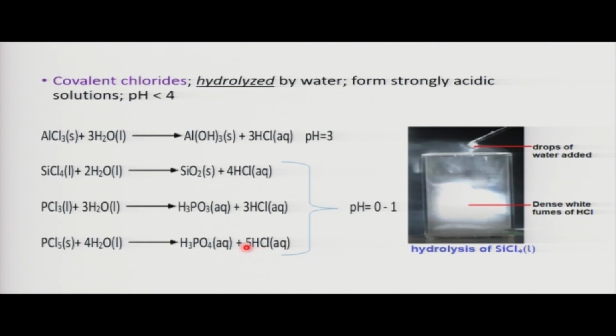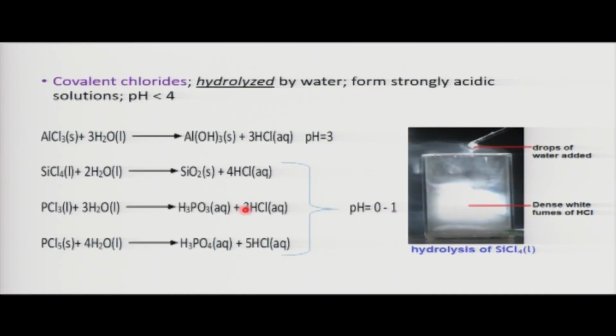So what is happening in here is when you add this chloride in water, because of that covalent nature, the bonds are broken down, releasing the chlorine atoms or the chlorine ions, because chlorine is more electronegative than these respective atoms. So the chlorine takes the bonded electron and combines with the hydrogen from water to form HCl, which is a strong acid, with very low pH. And this HCl comes as white fumes.